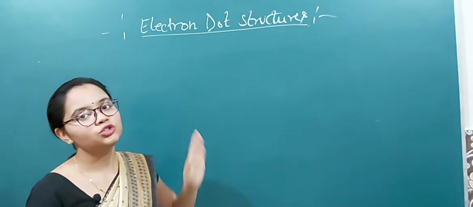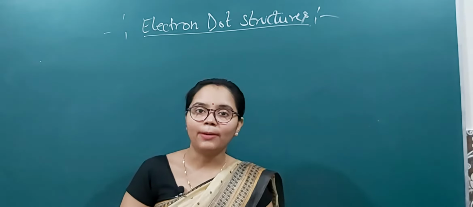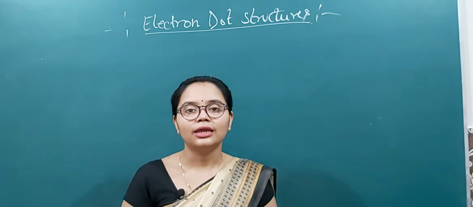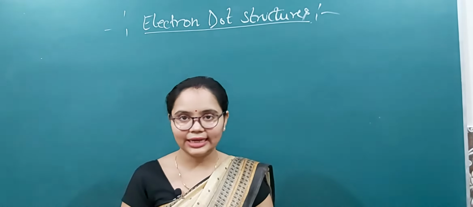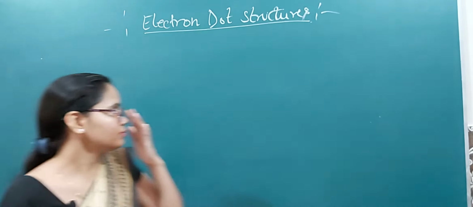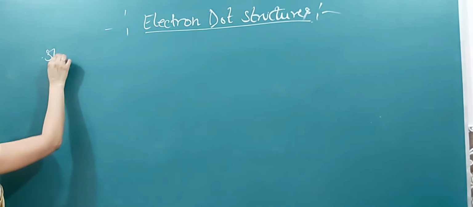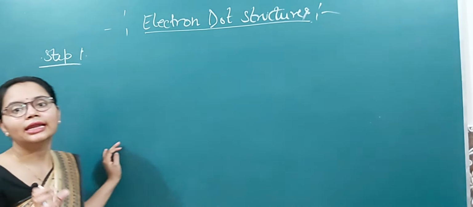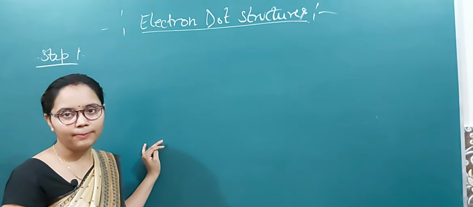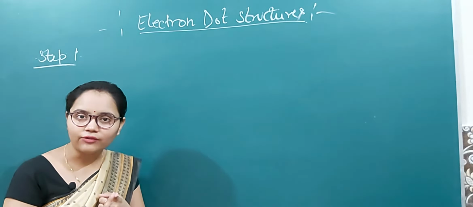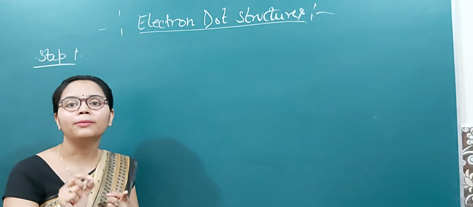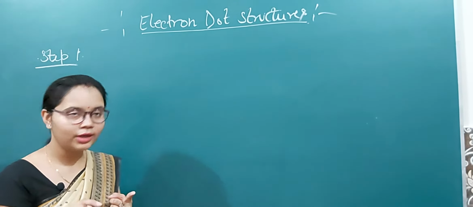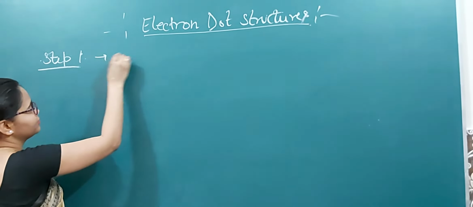In this topic, first of all I will tell you about the steps which you have to follow if you want to write the electron dot structure of any compound. So our first step is, if you want to write the electron dot structure of any compound, then first of all you have to calculate the total number of valence electrons in that given compound.